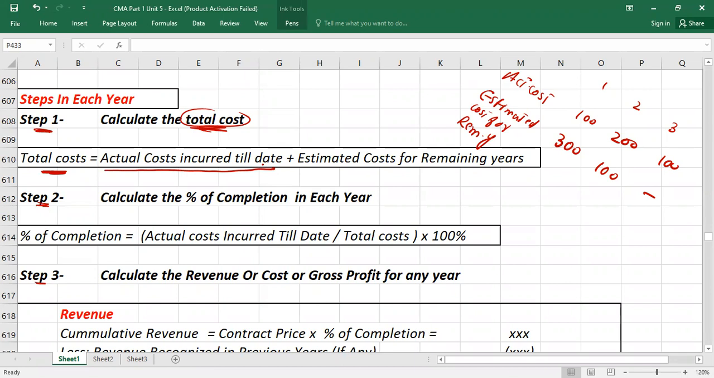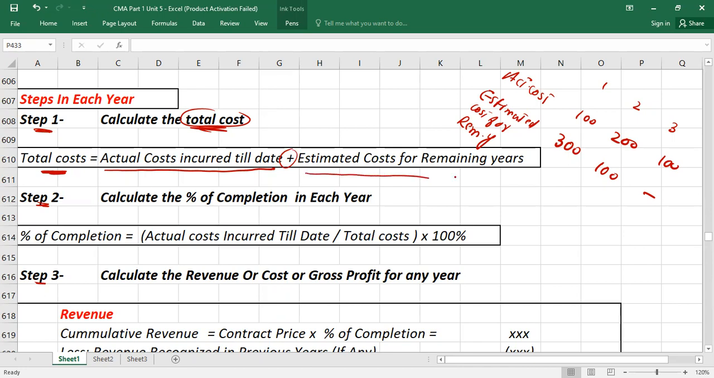If you're sitting in year 2, you have to take actual cost of year 1 and year 2, because that is till date. If you're sitting in year 3, you have to take actual cost till year 3. It means it will include year 1, year 2 and year 3. If you're not getting my point, let me explain for the first year how you will get it. You have to take actual cost incurred till date and then you have to pick what you have to add. What you have to add?